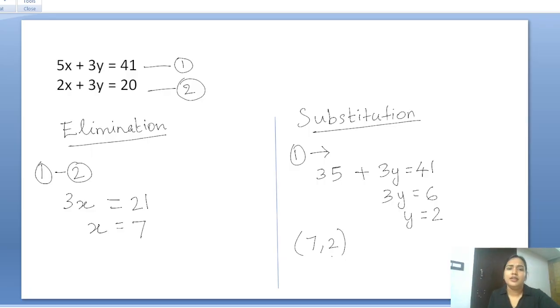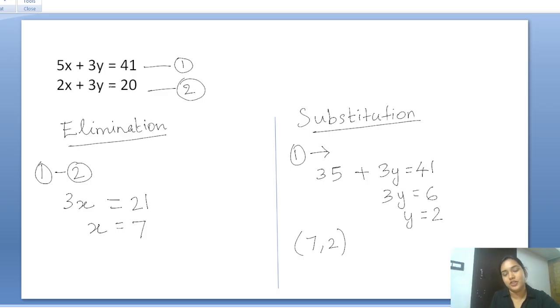Now, let us say, can we have more than one set of solutions for this? No, there is only one set of solutions, and you can see here that we needed two equations to find the values of x and y. So the number of variables is equal to the number of equations we will be needing to solve the simultaneous equations.